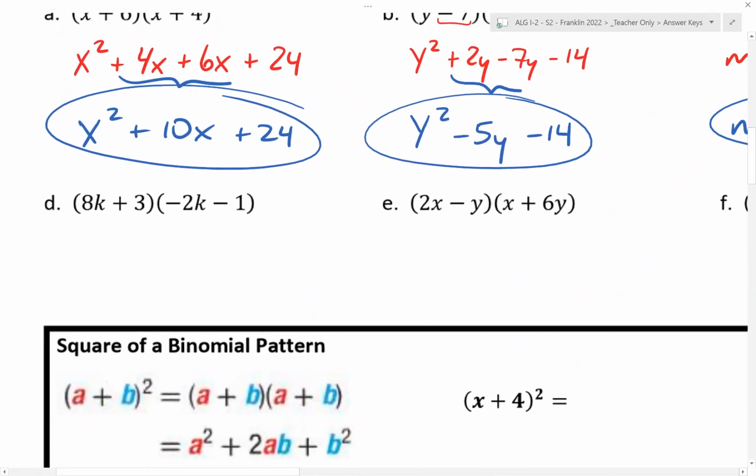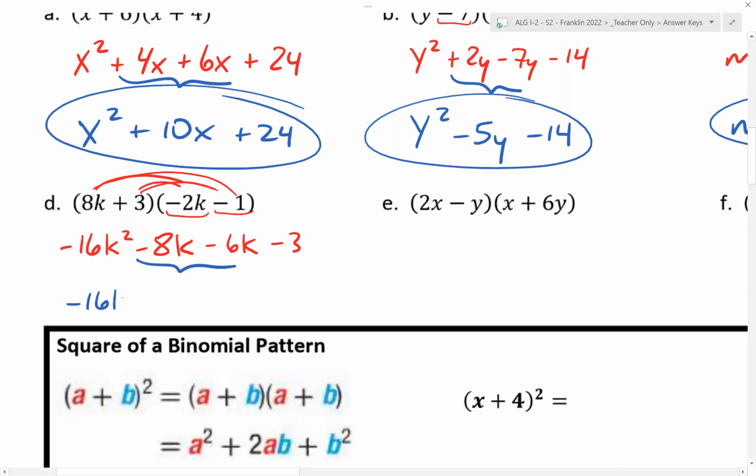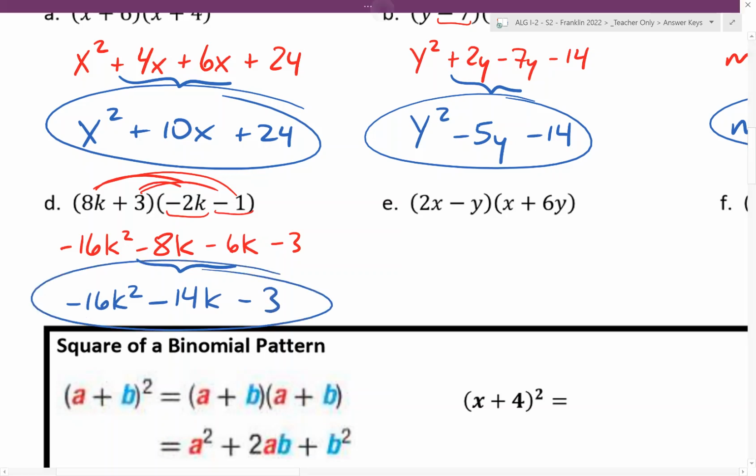Example D, 8k times negative 2k, that's negative 16k squared, right? K times k is k squared. And then 8k times negative 1 is minus 8k. 3 times negative 2, negative 6k. And 3 times negative 1, minus 3. So let's combine that together. Negative 16k squared minus 14k, negative 8 minus 6 is negative 14, and then minus 3. There's the final polynomial.